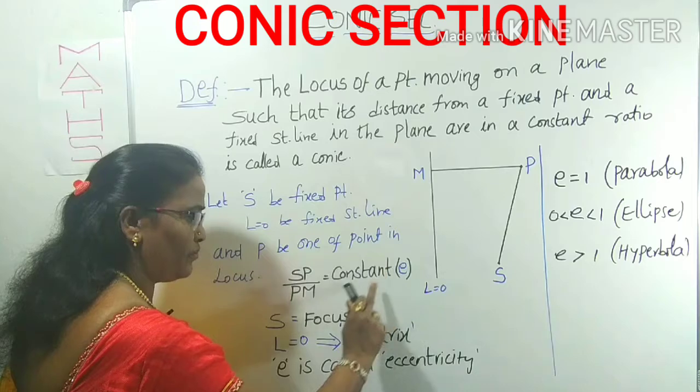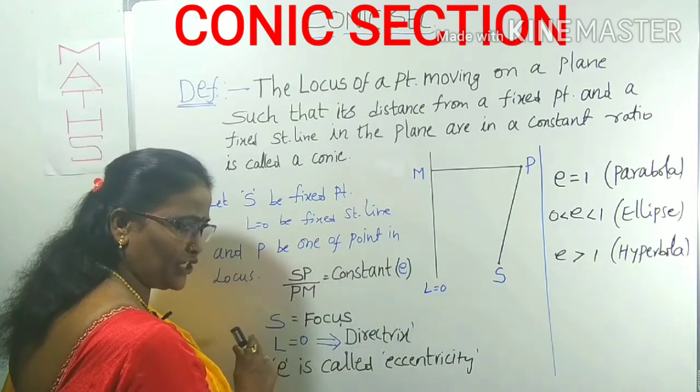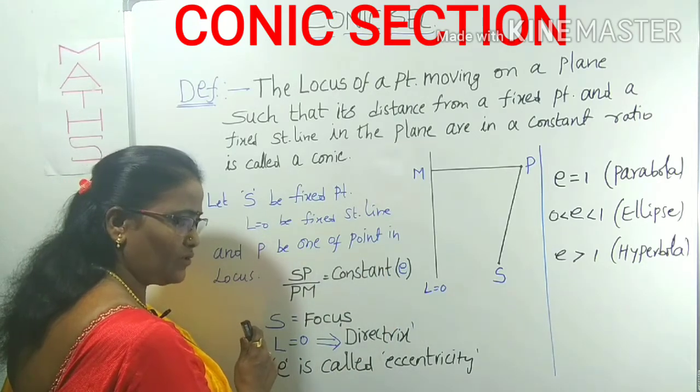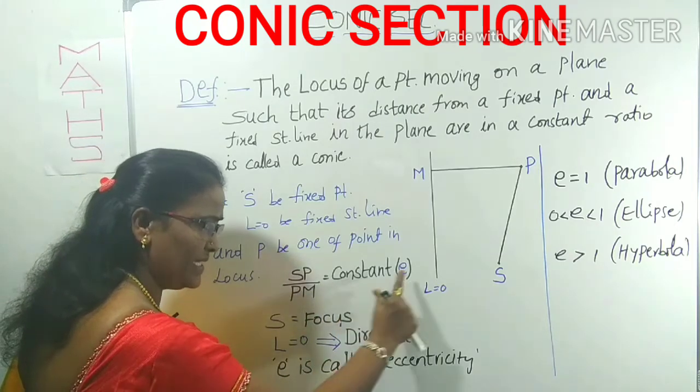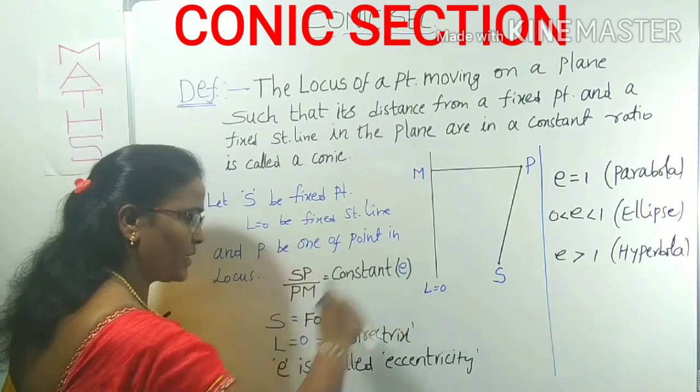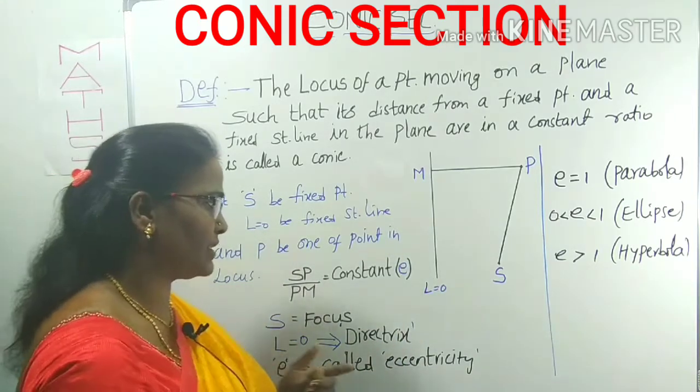So such a type of formation does not form a conic section. Which is a conic section? SP by PM is equal to a constant. This constant is denoted by some letter, E. You know what the definition of a conic section is?